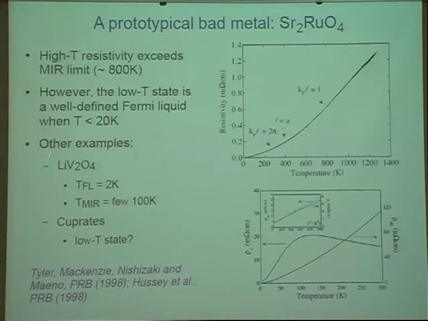So there are other examples. For example, this material has the same kind of behavior with, again, Fermi liquid behavior seen only below 2 Kelvin, and a Mott-Ioffe-Regel limit which is a few times 100 Kelvin. So you see, again, two very different scales. Again, one can ask the question if cuprates also belong to these examples. They definitely have resistivities larger than the Mott-Ioffe-Regel limit.